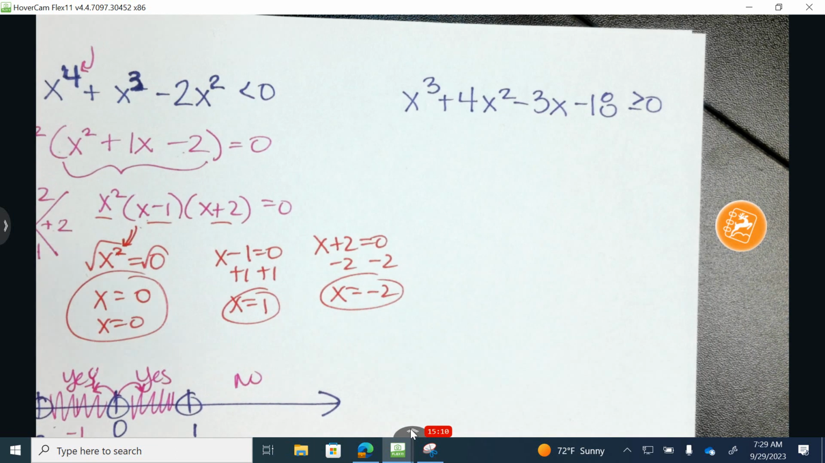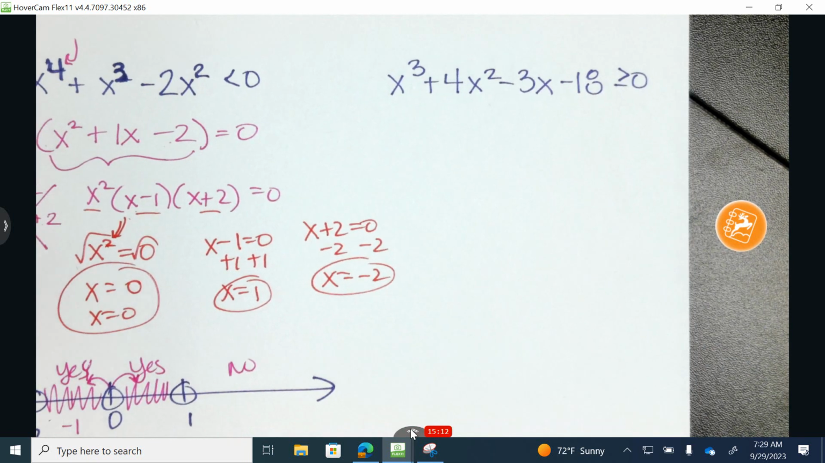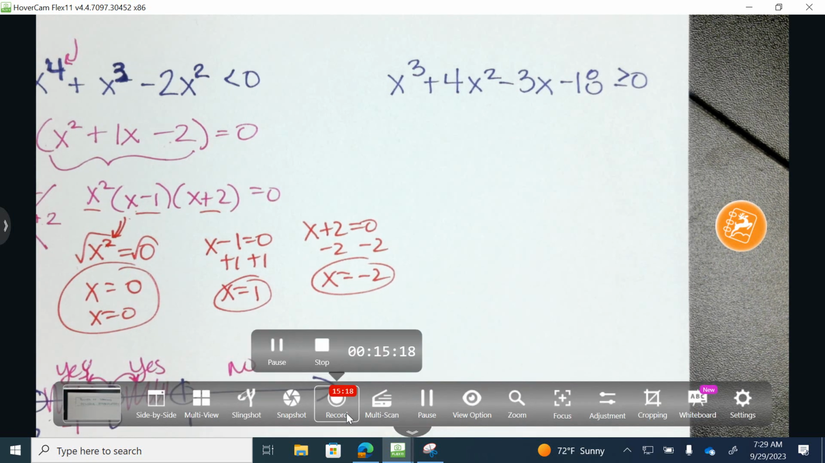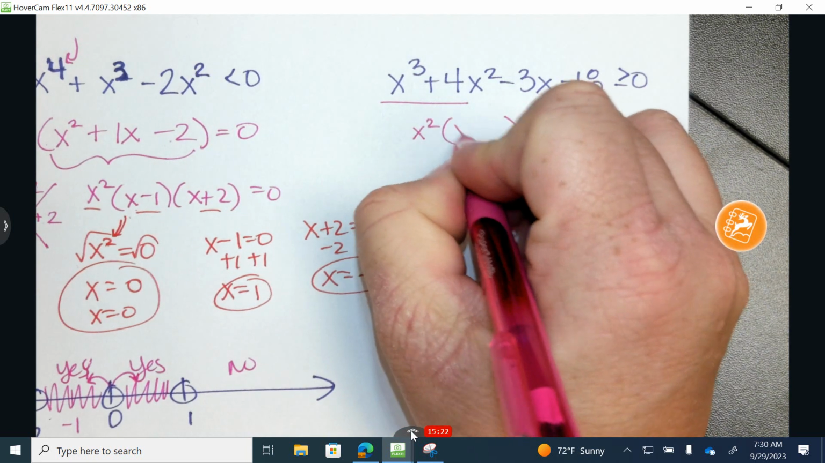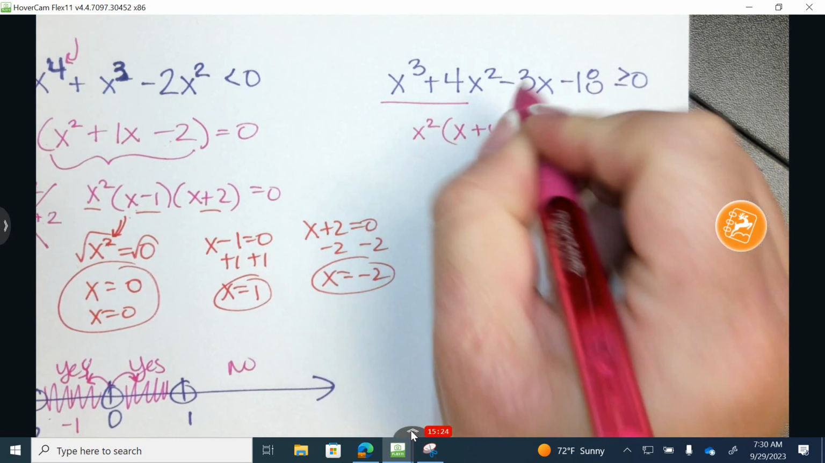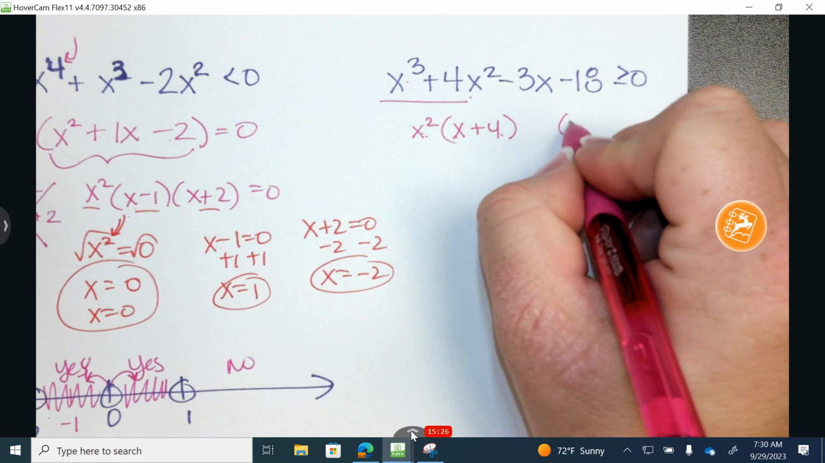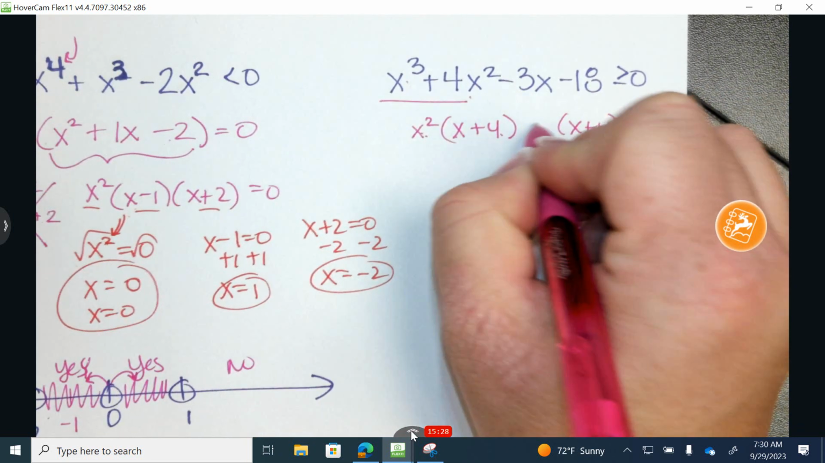Okay, you ready? I want you to factor this. I'm going to give you a 30-second head start to see if you can beat me in identifying what are the hashtag marks. So we're going to finish up here. I have x squared times x plus 4. Let's make sure that all works. X plus 4. Remember, we're setting this equal to 0.